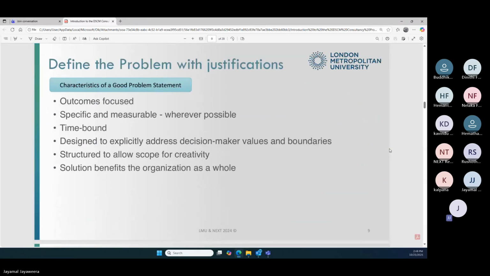So when you start your report, we'll actually go through that. So, to define the problem with justifications, look at specific, measurable outcomes. And the solution that you intend providing should benefit the entire organization as a whole, not only the supply chain per se. So keep that in mind.